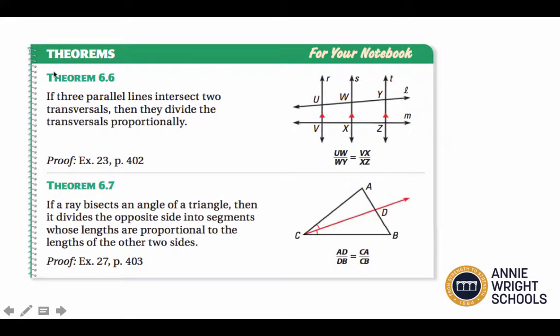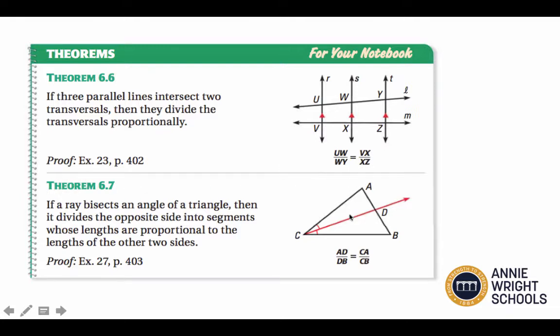Next two theorems. Theorem 6.6, I'm not going to really call it that, but this one is kind of logical from the last one. If you have 3 or more parallel lines, R, S, and T, and then you've got transversals, they divide those transversals proportionally. So these little segments are proportional.